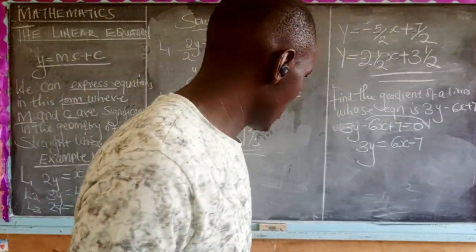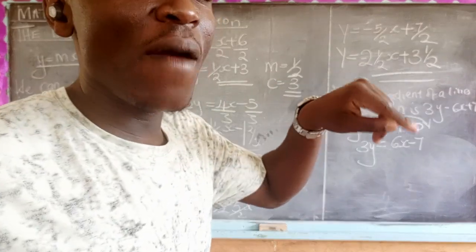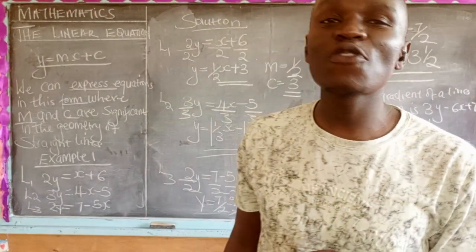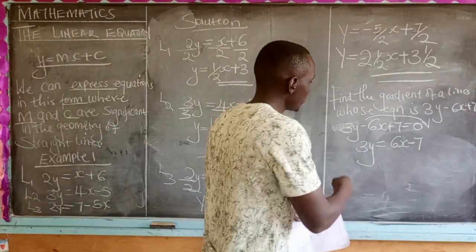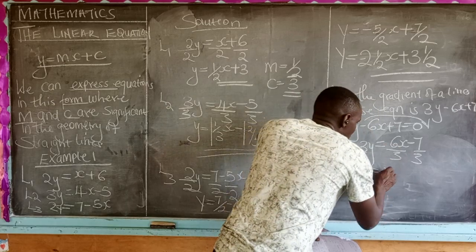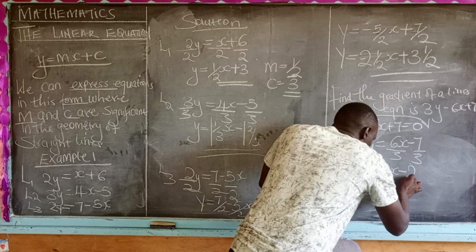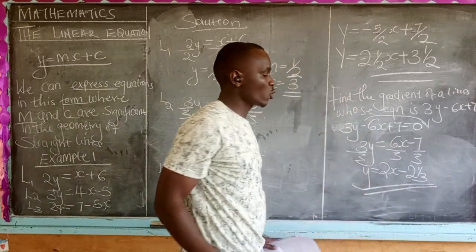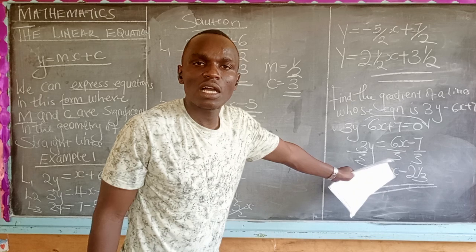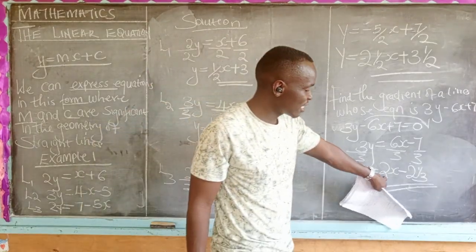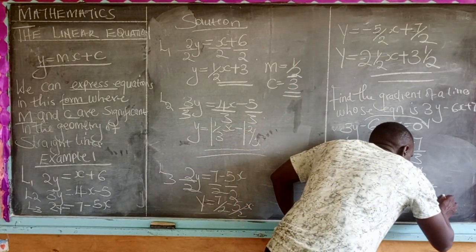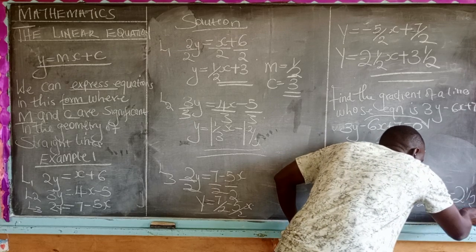Then from there, we must write it in the form of y equals mx, because the main issue here is that we are looking for m, which is the gradient. So how do we do it? You will divide by 3, divide by 3. y equals 6 divided by 3, 2x, minus 2 whole 1 over 3. So, what is our gradient? Our gradient is m, which is the coefficient of x. So, our gradient is 2. Our m in this case is 2. Our c is negative 2 and 1 over 3.